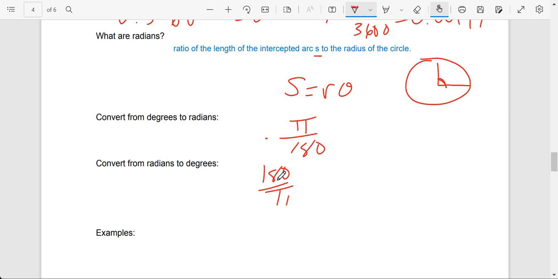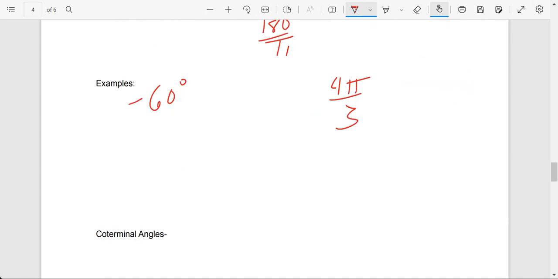Here, radians to degrees, 180 over pi. This one, the pi's will cancel, unless you don't get a pi in your radians given, that's okay. Then I'm just going to expect your answer to be in decimal form. Let's do some examples. So we have negative 60 degrees and 4 pi over 3.